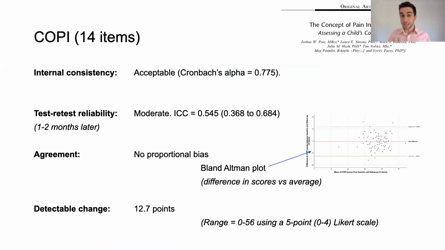And in 8 to 12-year-olds, the internal consistency was acceptable. Test retest reliability 1 to 2 months later was moderate. There was no proportional bias in terms of agreement. And the smallest detectable change was big, but in the data we have on adults, it's not 12 points, it's down to 3 points on the scale. So there's a paper there if you wanted to read more about that.